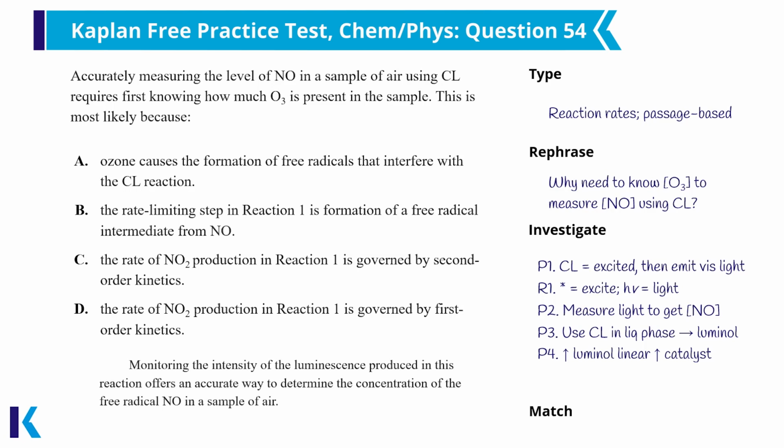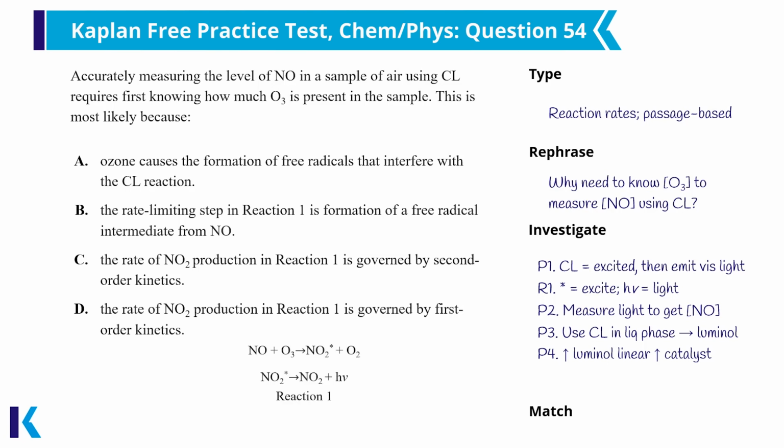Given the fact that the answer choices reference reaction rate and ozone, I'm going to head to reaction 1 to see what I can dig up. I know that chemiluminescence, which is the h nu in the reaction, is then used to correlate to the amount of excited NO2. That same excited NO2 is what the researchers can use to figure out how much NO was originally present. So I need to figure out why we also need to know the concentration of ozone.